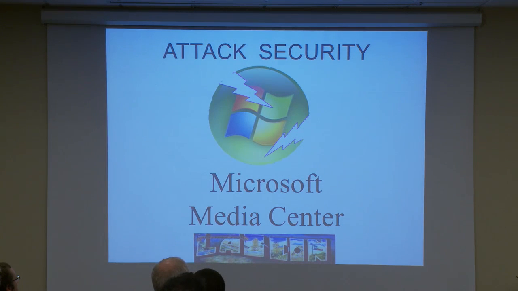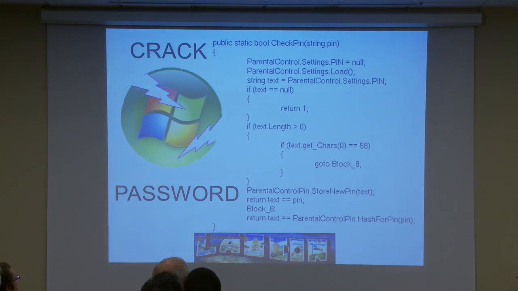This is a ubiquitous application, core to Windows. It's protected with all their standard things. And this is their pin check. There's a parental lockout to lock it down. And this is it. This is, unfortunately, a fairly typical pin check where you come in, you pass in a string, and that string is checked for null. It's checked for length is greater than 0. And then for no apparent reason, there's an if.